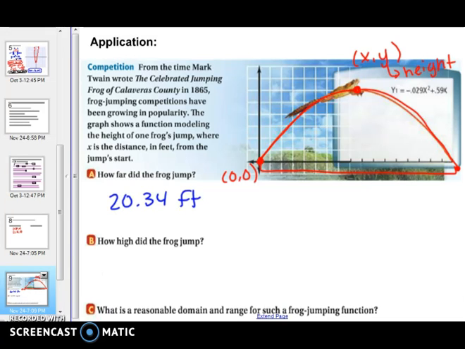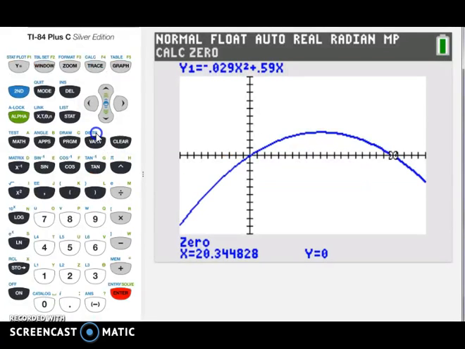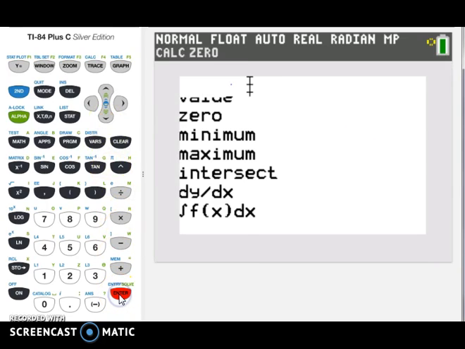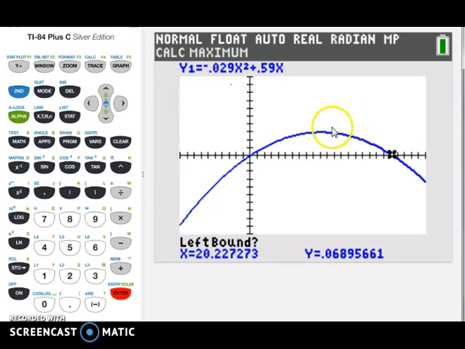Well, now we have to find the vertex. So we're going to go second trace. And we're going to find the maximum. Since this opens down, it's going to have a maximum. So we want to find the maximum. Okay, so we're going to go to the left side of the vertex point, which is about here. So we're going to go to the left, and we're going to hit enter. And now it says right bound. So we're going to move our little blinky guy over to the right.